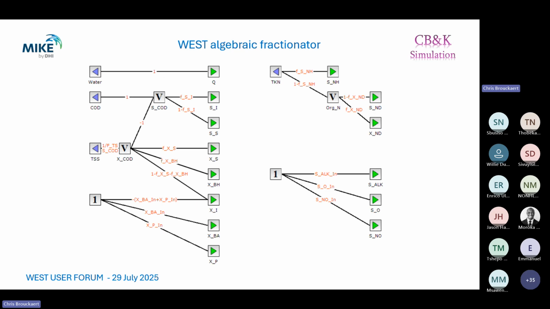Now, the standard West approach has been to use an algebraic fractionator, where the measurements in blue are converted to the components by a series of algebraic equations, which you can see there. And that works quite well if all the measurements are accurate and consistent with each other.